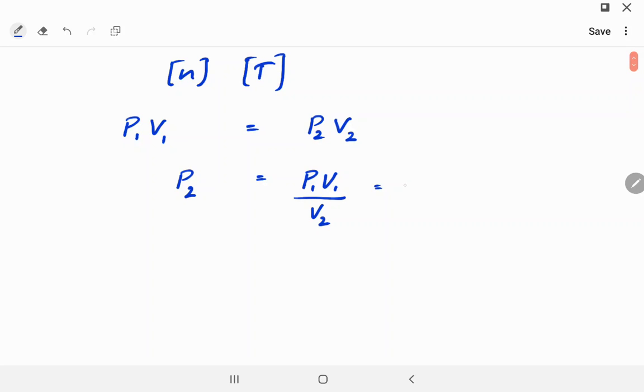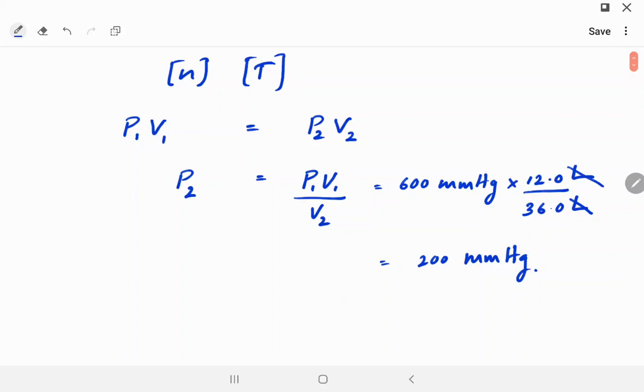And then P1 is 600 millimeters of mercury, and your V1 is 12 liters. And V2 is 36 liters. So you are increasing the volume, so pressure should definitely decrease, right? You know that now. Your volume is increased by 3 times, so pressure should decrease by 3 times, and the correct answer is 200 millimeters of mercury. So the answer is A.